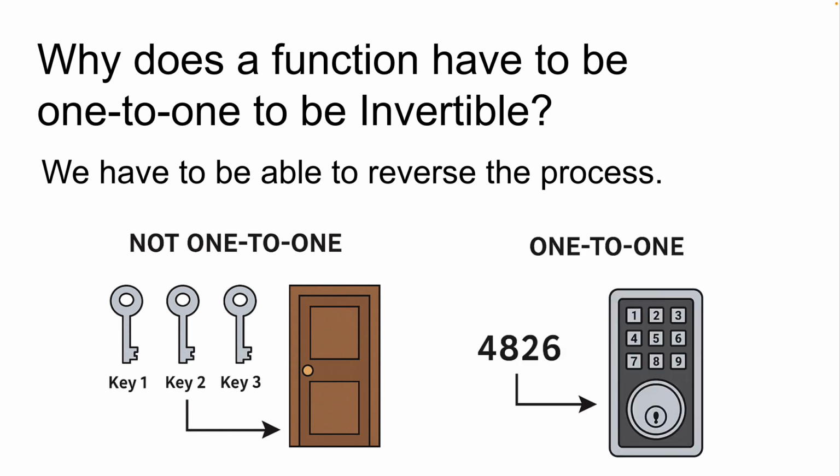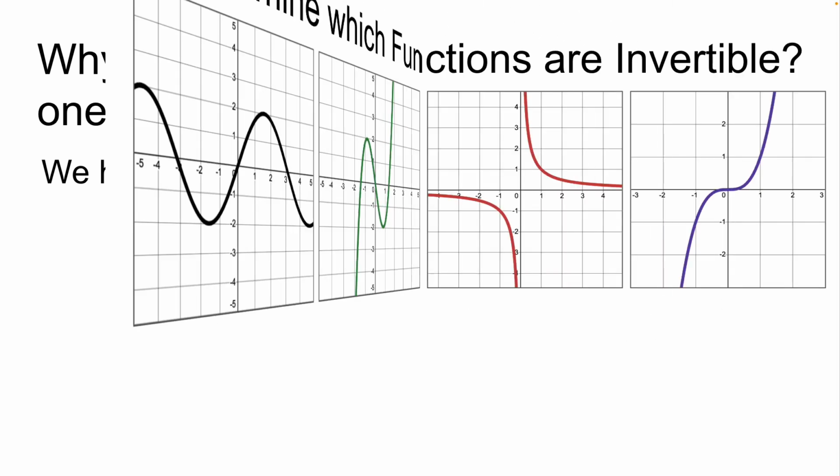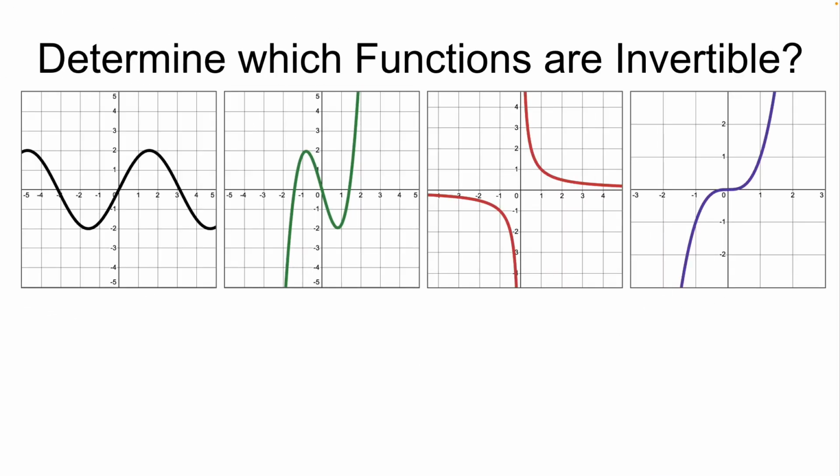In contrast, a digital lock with a unique PIN allows each code to be matched to a specific unlocking event. Since every input produced its own distinct outcome, the process can be reversed, and we can determine exactly which code was used. So it's important for the process to be one-to-one so that when we reverse the process, we get exactly one thing back. Now let's take a look at a few graphs and determine which functions are invertible.